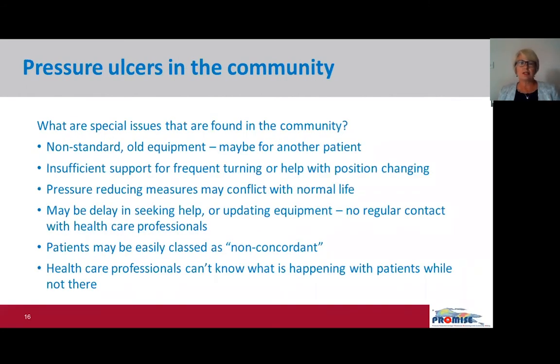So why the issue is such an issue in the community is that there's insufficient support for people with insufficient turning. We know that pressure reducing measures can conflict with people's normal lives. People might delay in seeking help or updating their equipment. Patients are often classed as non-concordant because they're trying to have that normal lifestyle, and often we don't know what's actually happening in a patient's own home.